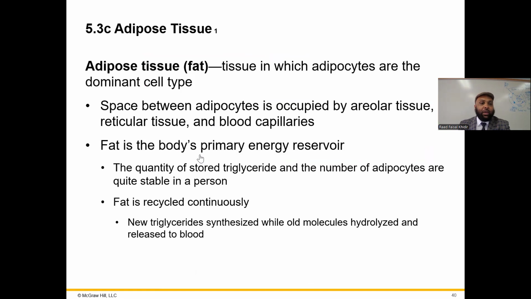Adipose tissue. Adipose tissue is fat. It is tissue in which the adipocytes are the dominant cell type. The space between the adipocytes is occupied by areolar tissue, reticular tissue, and blood capillaries. Fat is the body's primary energy reservoir, and the quantity of the stored triglyceride and the number of the adipocytes are quite stable in a person. Fat is recycled continuously, and new triglycerides are synthesized while old molecules are hydrolyzed and released to blood.